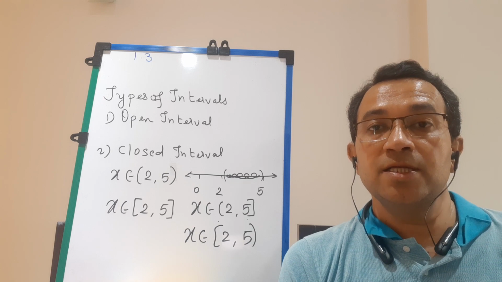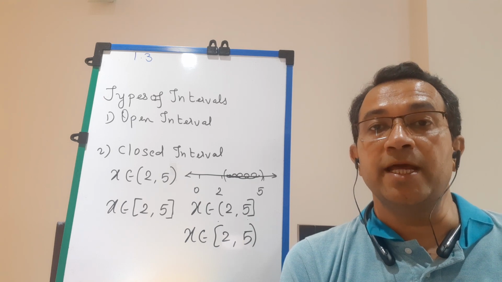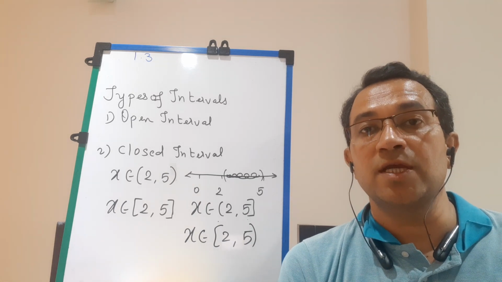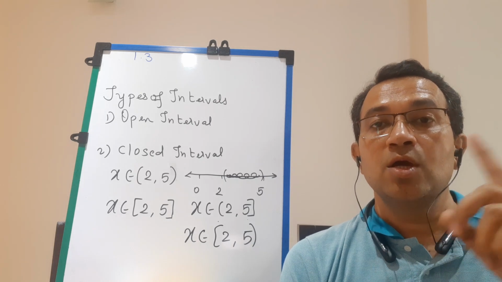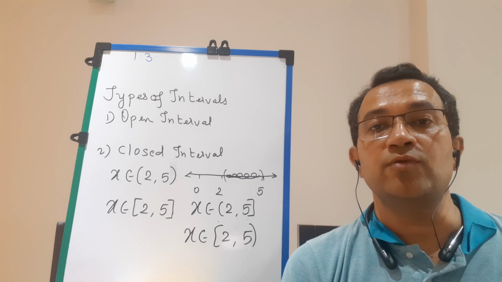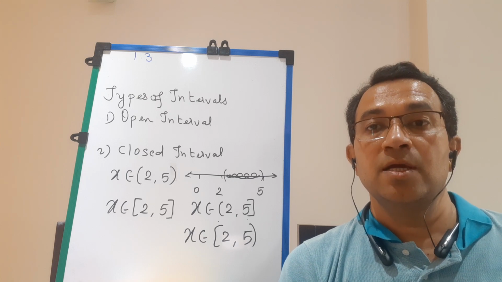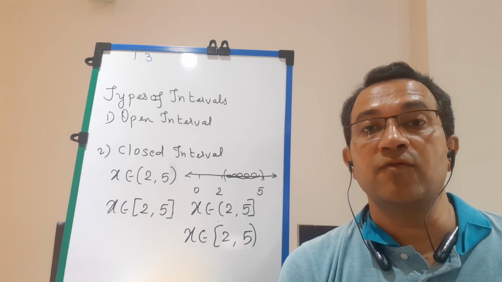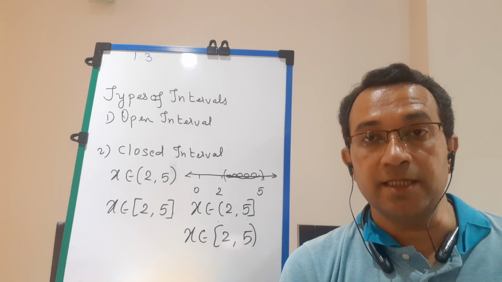So basically two types of intervals, open and closed. Using these we can form two more intervals, open-closed and closed-open. This you have to remember, students. Now let us write the mathematical form of all these four intervals.